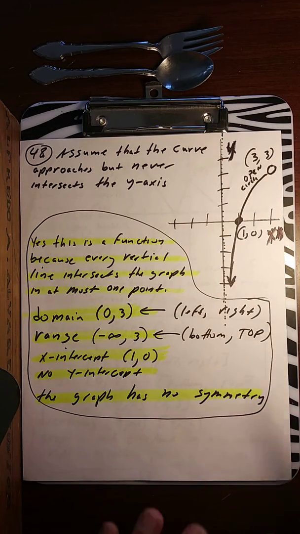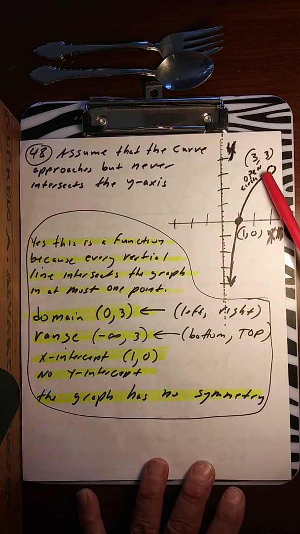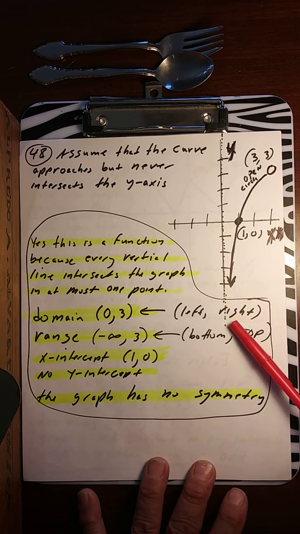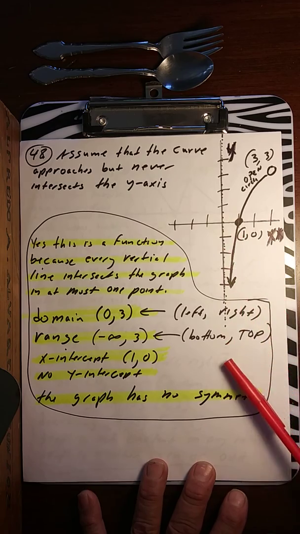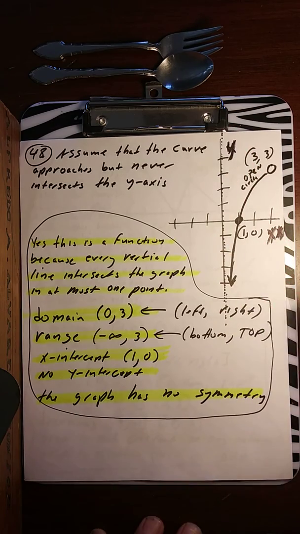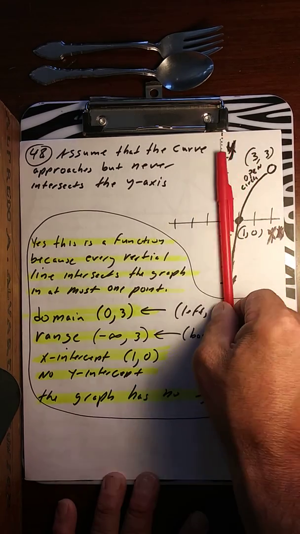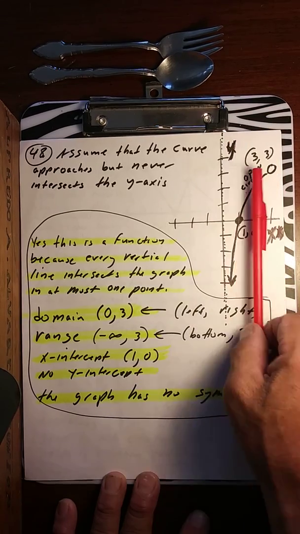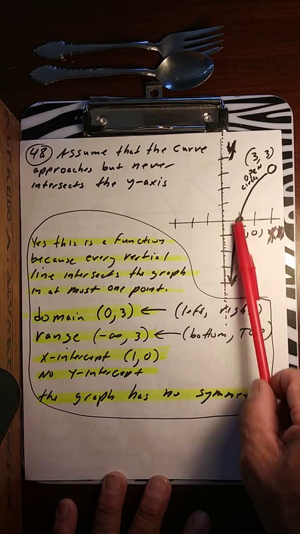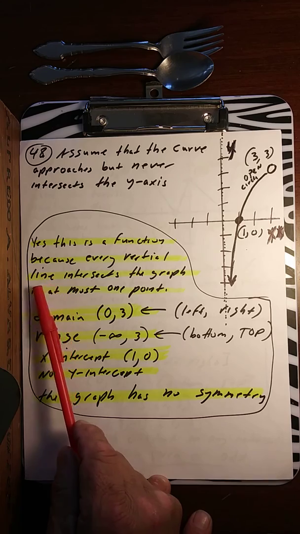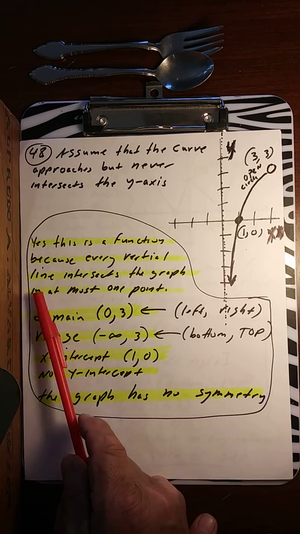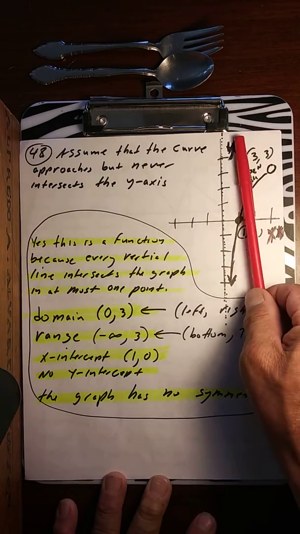Assume that the curve approaches but never intersects this line. So this line is going like this, lower, lower, lower, but it never hits this line right here, the y-axis. Now, if you put vertical lines going up and down like this, yes, this is a function. It only hits it one time. Every vertical line intersects the graph only one time.